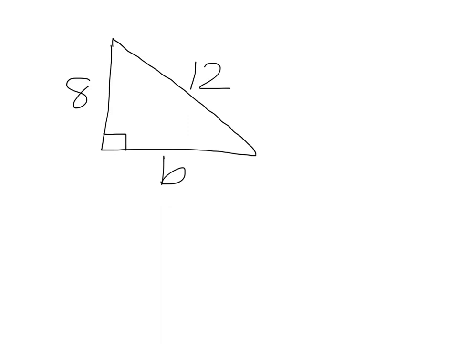So, if I wanted to find b, what would I set up as my Pythagorean theorem? Anybody? 8 squared plus b squared equals 12 squared. Notice it's set up a little bit differently. The b does not go on the other side of the equal sign because it's a leg. 8 and b are the legs, so I've got to put those together. What's 8 squared? 64. What's b squared? b squared.